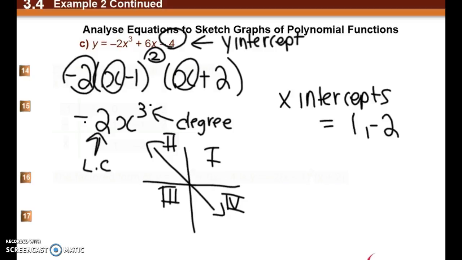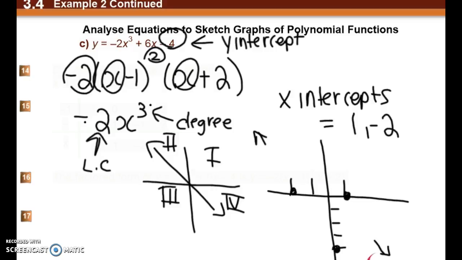And then we should be able to draw our picture from this. Okay, so our x-intercepts are 1 and minus 2. Our y-intercept was minus 4. We know we're starting in quadrant 2 and ending in quadrant 4. Okay. On the minus 2, it just has a multiplicity of 1, so it's just going to cross. And then we've got to go through our x-intercept point.